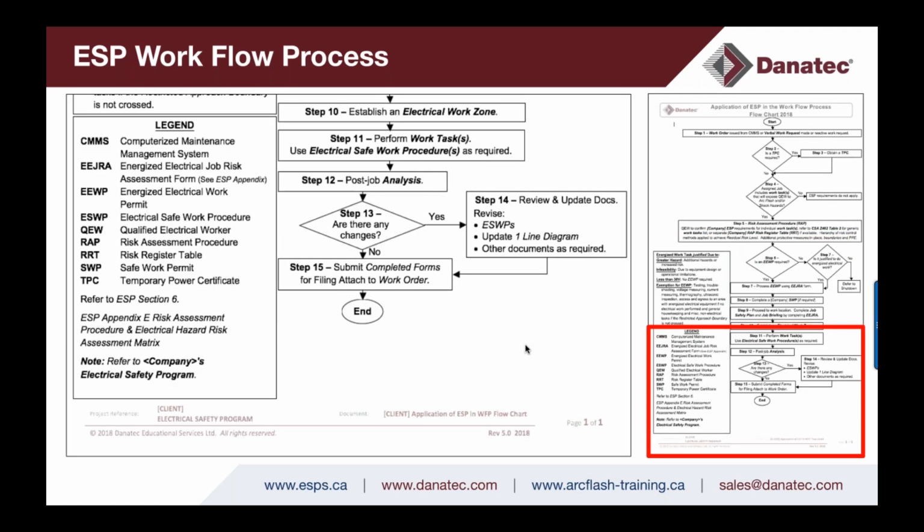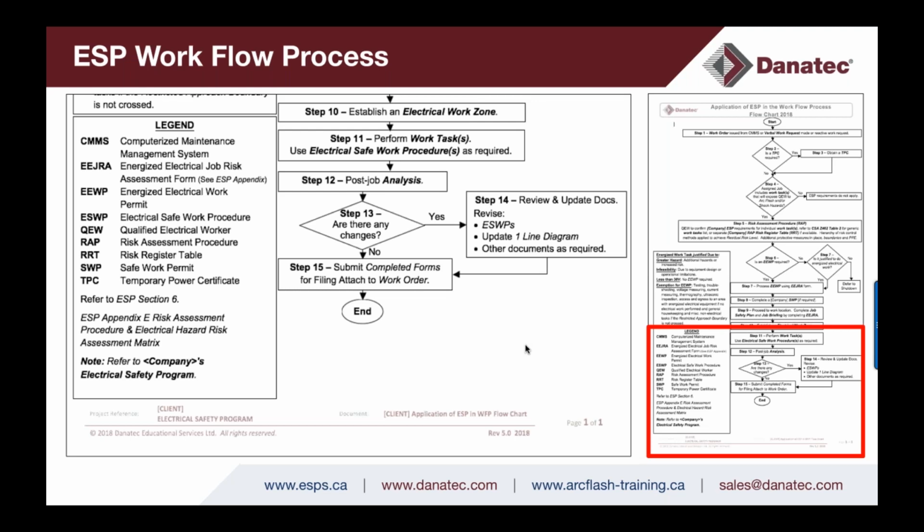Step 11, the qualified electrical worker would perform the work task. Obviously, they would have to don their PPE and pre-use check and inspect their PPE before they don it. And then they would wear the appropriate PPE when they're inside the boundaries and exposed to arc flash and shock to execute the individual energized electrical work tasks. They would use an electrical safe work procedure as required at this point to execute the work task. After completing the work task, they would doff the PPE.